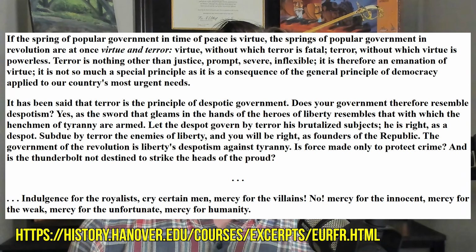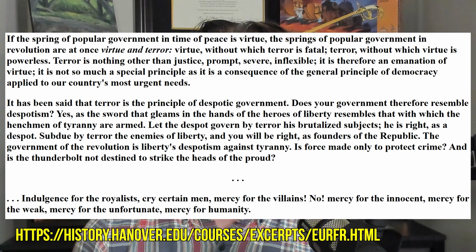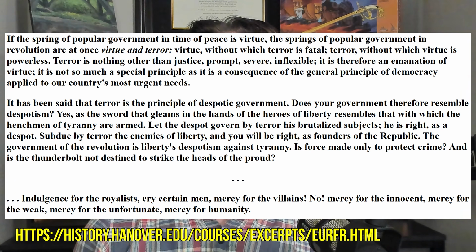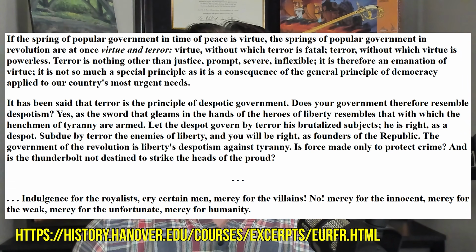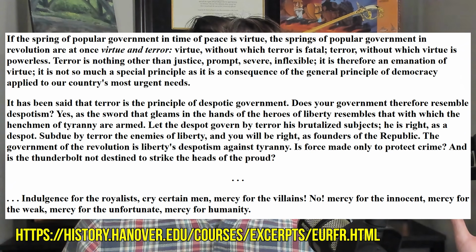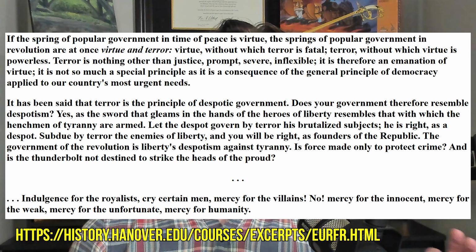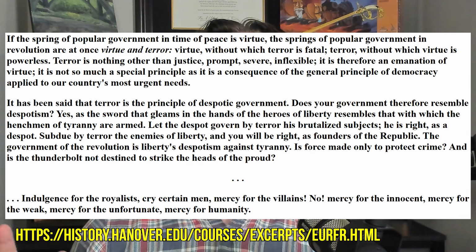The government of the revolution is liberty's despotism against tyranny, is force made only to protect crime, and is the thunderbolt not destined to strike the heads of the proud. Indulgence for the royalists, cry certain men. Mercy for the villains. No, mercy for the innocent. Mercy for the weak. Mercy for the unfortunate. Mercy for humanity.